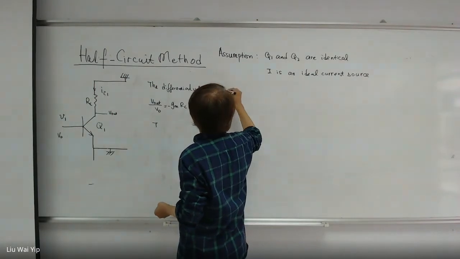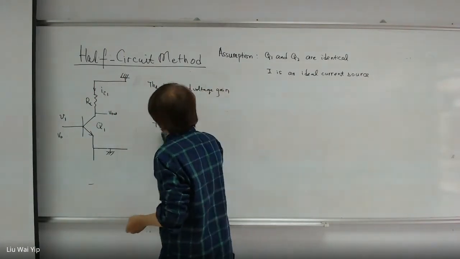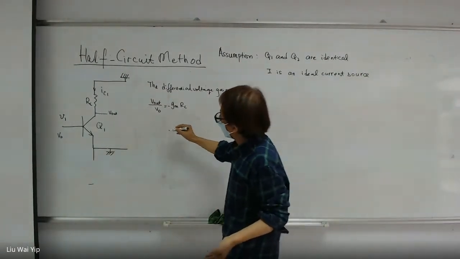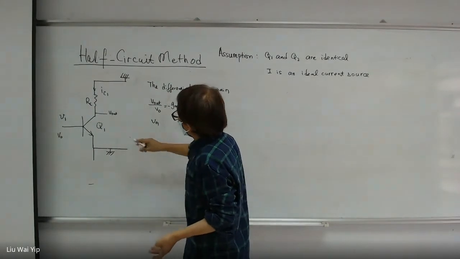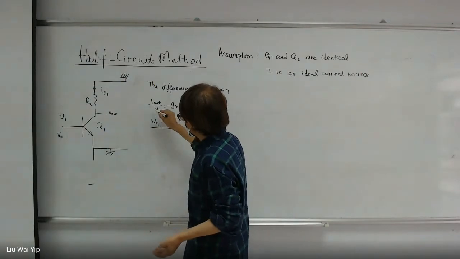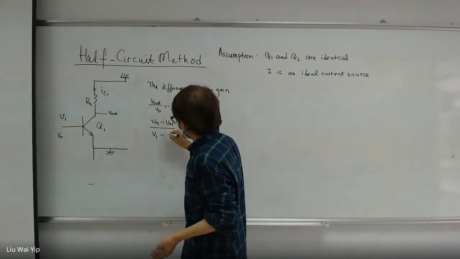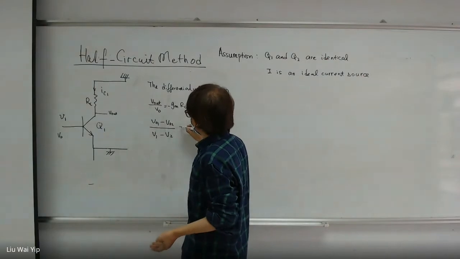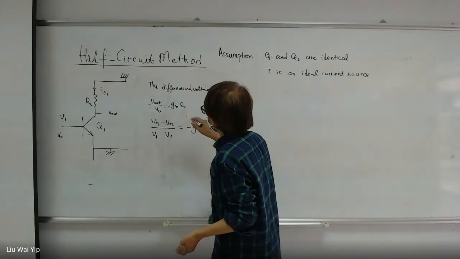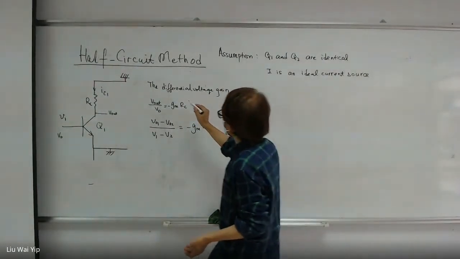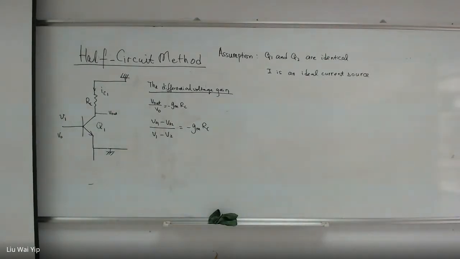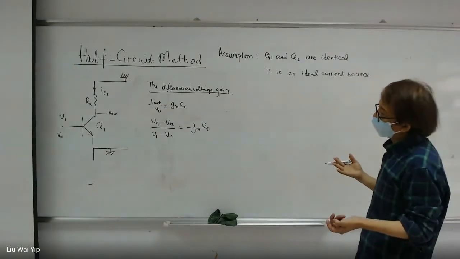So you don't even need to do anything. And what is Vo? Vo is the output, Vo1 and Vo2. And what is the input? V1 minus V2. And from here, this is the so-called differential voltage gain. So the method here is much easier to use.